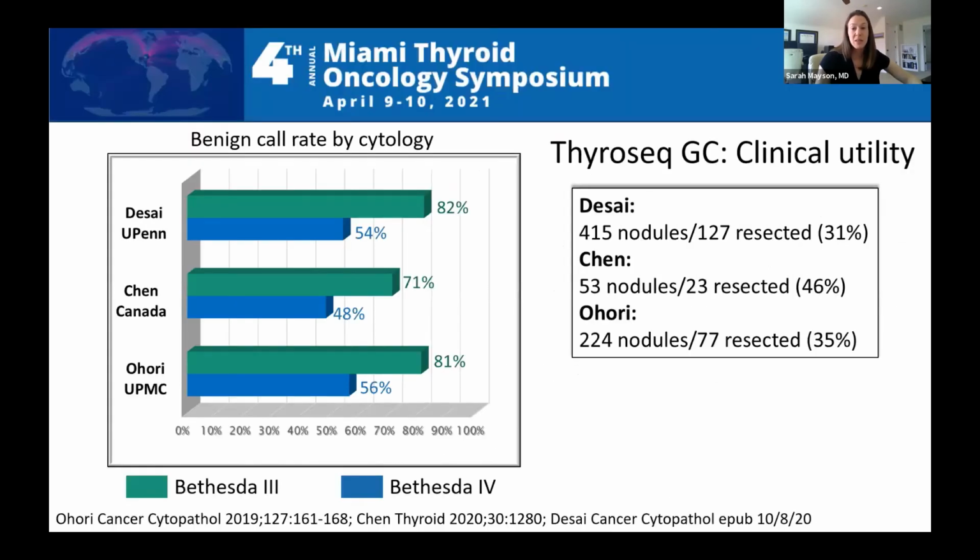This figure summarizes the benign call rate with Bethesda 3 or 4 nodules for 3 studies that assess the clinical utility of ThyroSeq GC. The benign call rate ranged from 48 to 82% in these studies and was again higher for Bethesda 3 than Bethesda 4 cytology, as you'd expect. And about 1/3 to 1/2 of nodules were resected in the studies.